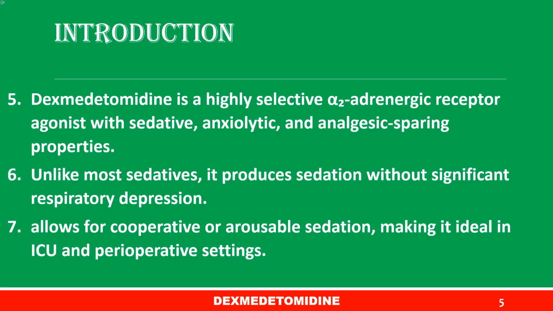5. Dexmedetomidine is a highly selective alpha-2 adrenergic receptor agonist with sedative, anxiolytic, and analgesic-sparing properties. It targets ALPHA2 receptors for its effects. 6. Unlike most sedatives, it produces sedation without significant respiratory depression. Dexmedetomidine doesn't slow down breathing much. 7. Allows for cooperative or arousable sedation, making it ideal in ICU and perioperative settings. Patients are sedated but can be easily awakened.